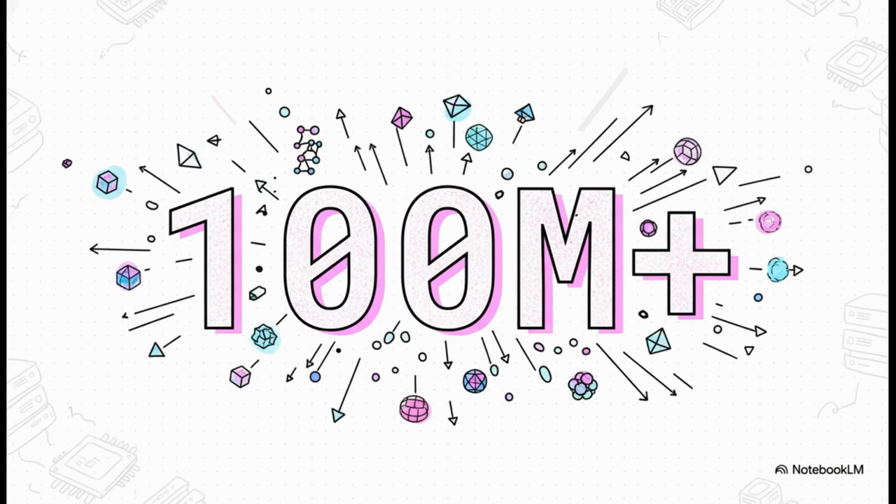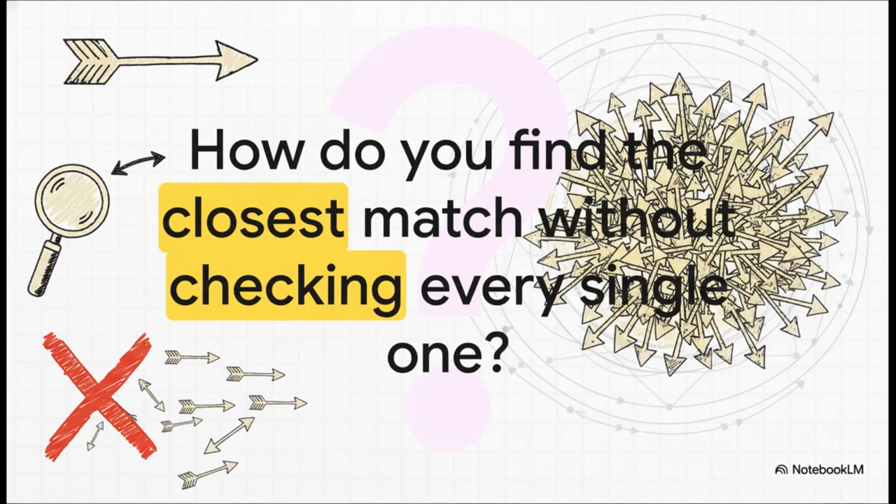This isn't a few thousand items. We're talking about modern vector databases that can hold hundreds of millions, sometimes even billions, of these complex fingerprints. There's no way you can just check them one by one. It's impossible. So that leads to the, well, billion-dollar question, right? How do you find the closest match instantly without having to check it against every single other vector in the database? Just brute forcing it would be way, way too slow to ever be useful.